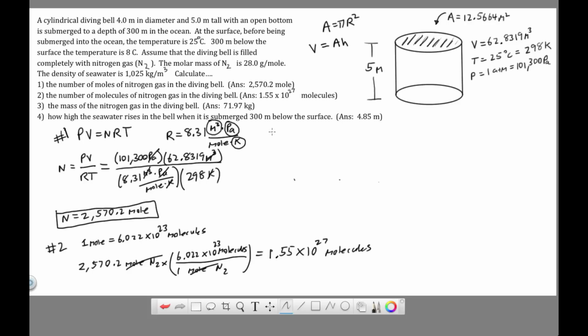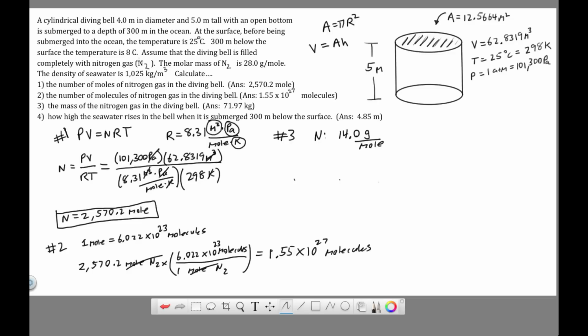Okay, the third question is also a basic chemistry conversion. So we're given in the problem the molar mass of N2. Now you can always find the molar mass on the periodic table. If you look on the periodic table under nitrogen, it'll say 14.0. The unit's not given on the periodic table, but the unit for that 14.0 is grams per mole, meaning the mass of 1 mole of nitrogen gas is 14.0 grams.